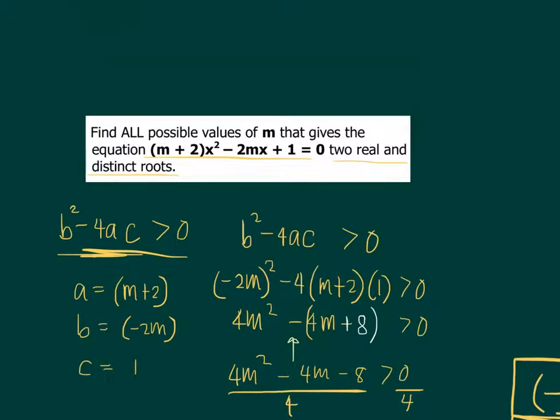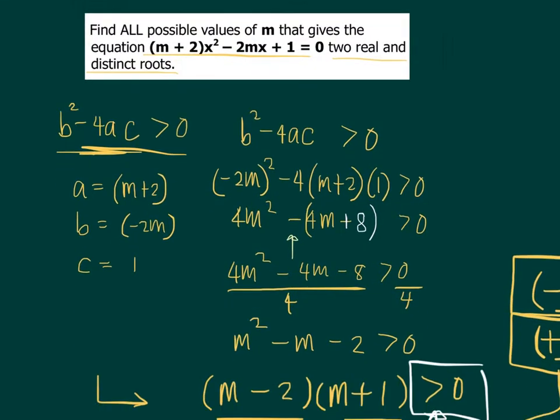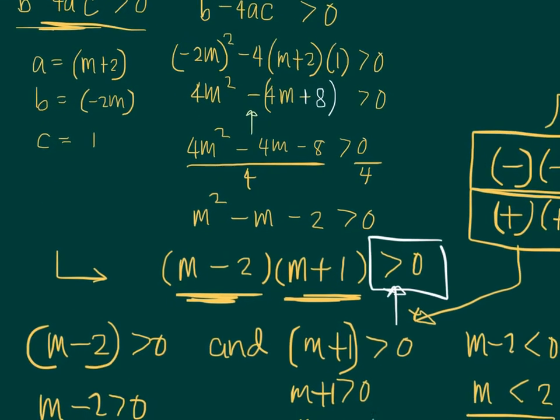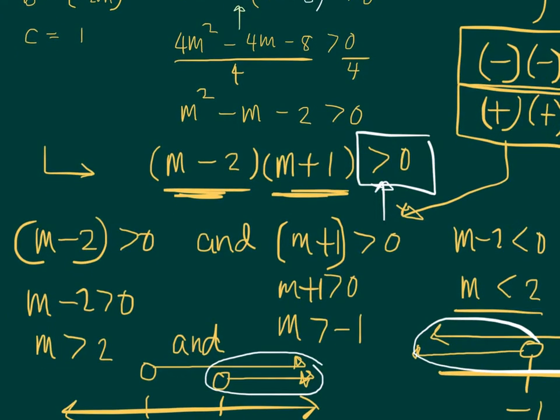that would make the equation m plus 2 x squared minus 2mx plus 1 equal to 0 have two real roots, or two real and distinct roots. So just a quick recap on how we did it. All you need to do is to find b squared minus 4ac, set that greater than 0, and then just use algebra until you find the values for m.